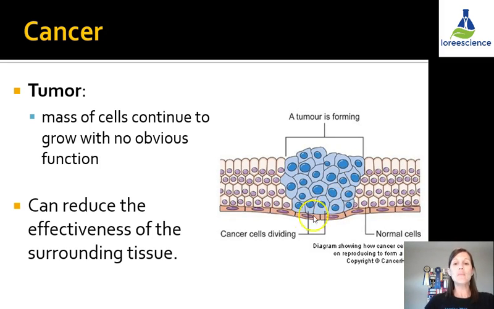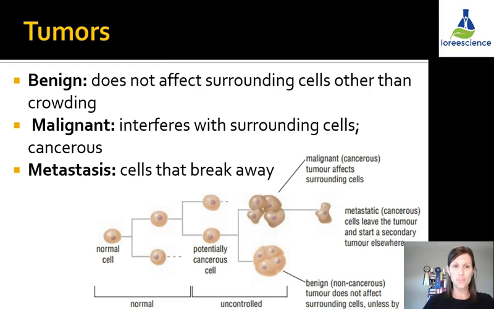Okay. The other thing about tumors is they can reduce the effectiveness of the surrounding tissue. These cells are trying to continue to do their function, while these other cells are crowding them out, pushing on them, squeezing them, and also stealing their nutrients. Because mitosis is a high energy process, they're going to steal the nutrients that these other cells need. So they do start affecting the cells around them.